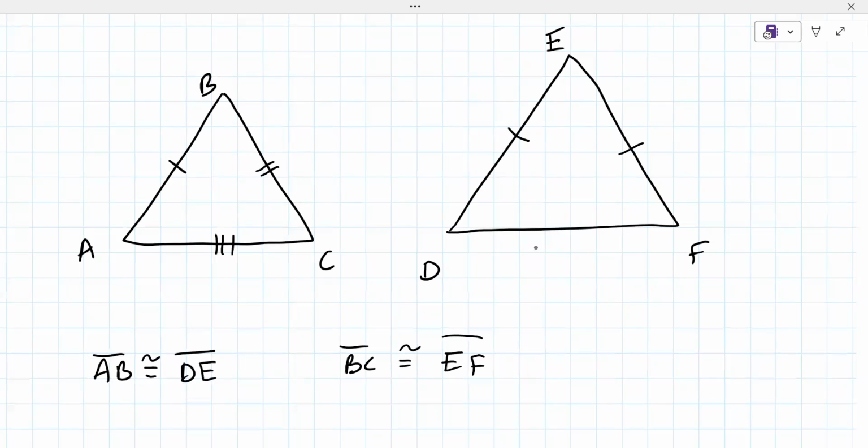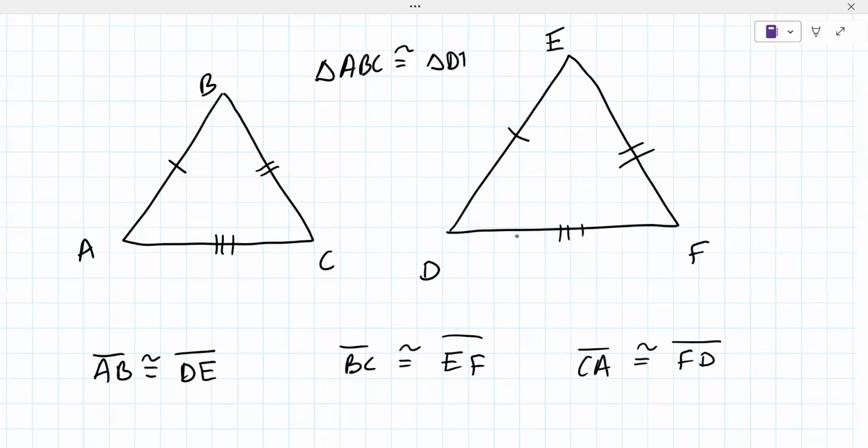And then the last one, C to A, is congruent to F to D. Wait, does E to F have two bars? Yes, it should have two. Okay, gotcha. Now, this all presumes that triangle ABC is congruent to triangle DEF.